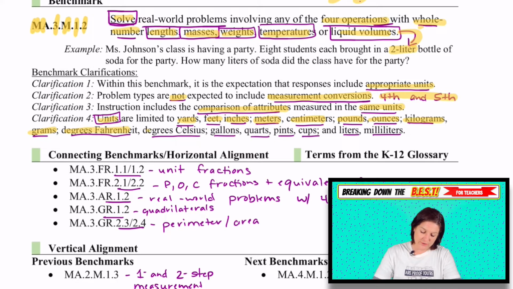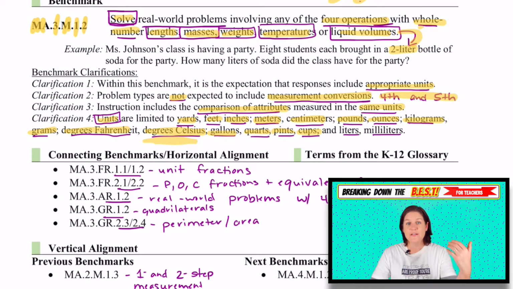Degrees Fahrenheit, degrees Celsius. So I know that in the standard right before this one, we mentioned we're not sure about degrees Fahrenheit, degrees Celsius. Are we going to be using both? Well, this right here mentions degrees Celsius. So make sure your students have exposure to that too. We also have gallons, quarts, pints, and cups. Those are the customary measurements for liquid volume, and liters and milliliters are the metric units for liquid volume.